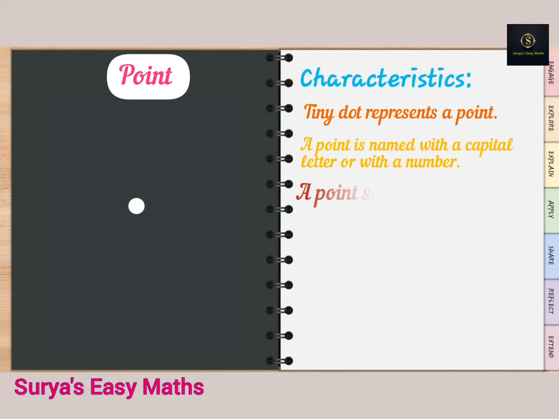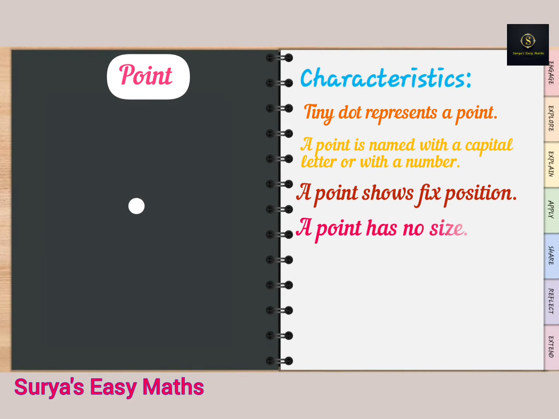A point shows a fixed position. Fixed position means children, here we can see a dot, yes? So you can see it as a fixed position or place. A point has no size. It means children, a point doesn't have any size. It can be big or it can be small. A point has no breadth, length or thickness.